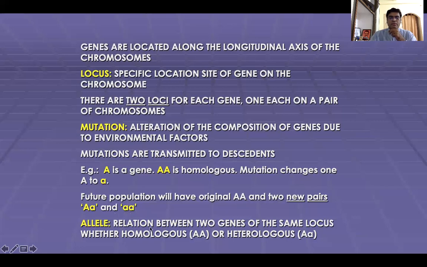And the allele is a relationship between two genes of the same locus, whether homologous, that is capital A, or heterologous, capital A small a combination. So this allele is nothing but a relation between two genes of the same locus, whether they are homologous or heterologous. Homologous means they are similar to each other, that is two capital A's or two small a's. But heterologous means one capital A, one small a combination, that is one original gene and one altered or mutated gene.